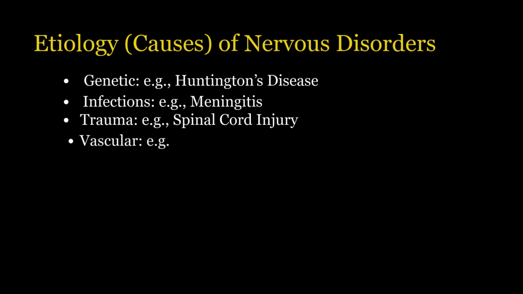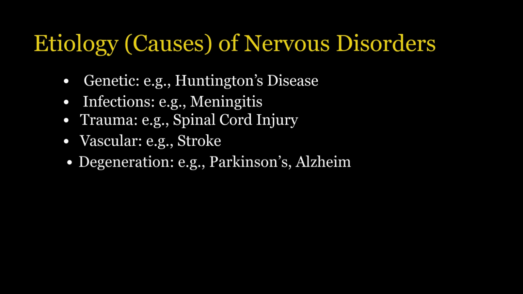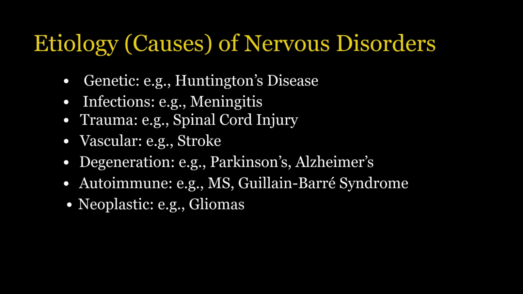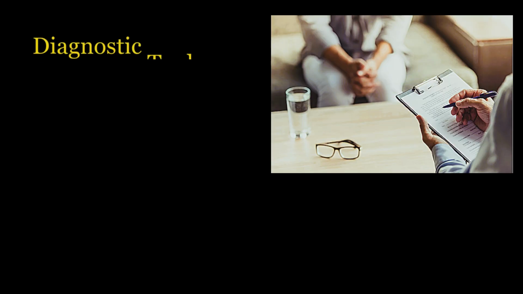Vascular causes, such as stroke, are common culprits behind sudden neurological deficits. Degenerative conditions like Parkinson's disease and Alzheimer's lead to gradual neural deterioration. Autoimmune disorders, such as multiple sclerosis and Guillain-Barré syndrome, occur when the body's immune system attacks its own nervous tissue. Lastly, neoplastic conditions like gliomas can result in brain or spinal tumors that disrupt normal neural function.